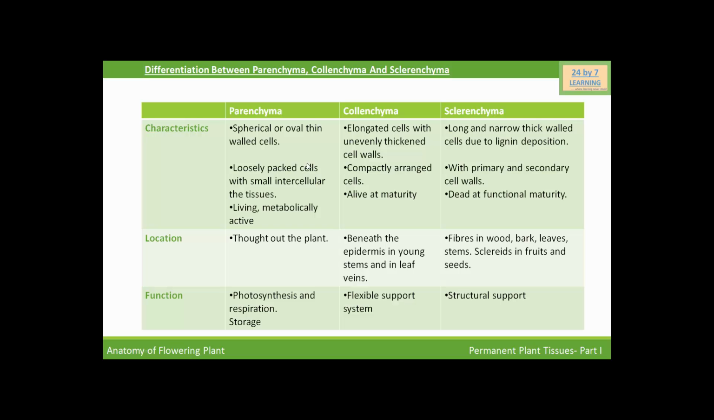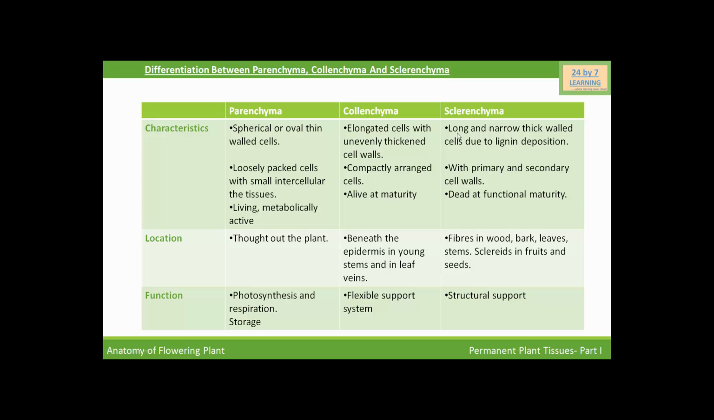Next, we are going to discuss the differences between parenchyma, collenchyma and sclerenchyma. As I told you previously, cells of parenchyma are spherical or oval in shape and thin-walled. They are loosely packed with small intercellular spaces. These are metabolically active living cells. Collenchyma cells are elongated and possess thickened cell walls due to the deposition of cellulose, hemicellulose and pectin. Collenchyma cells are compactly arranged, that's why they do not possess intercellular space. Collenchyma cells are alive at maturity.